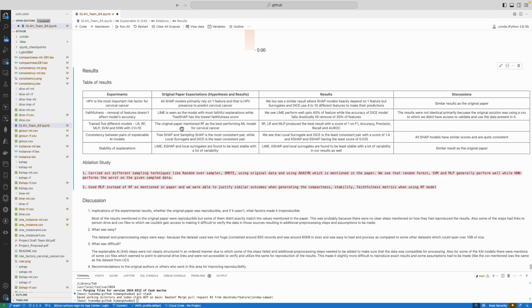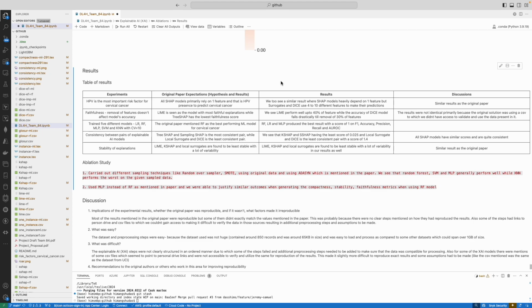The original paper mentions RF as the best performing model, while we see that RF, LR and MLP produced the best result with a score of 1 on F1, accuracy and precision. The paper suggests that K-SHAP and sampling SHAP are the most consistent pair, while local surrogate and DiCE are the least consistent pair. We see the same results, with K-SHAP and sampling SHAP having the lowest score of 0.025, and local surrogate and DiCE being the least consistent pair with a 1.14 score.